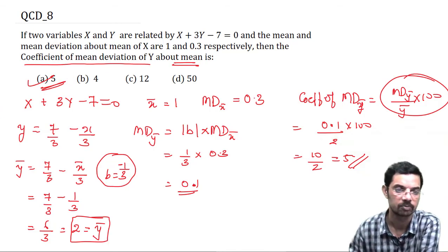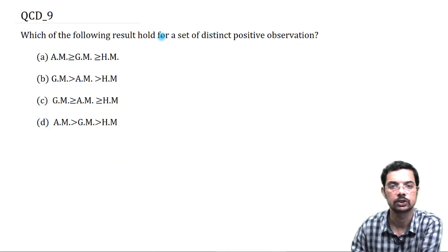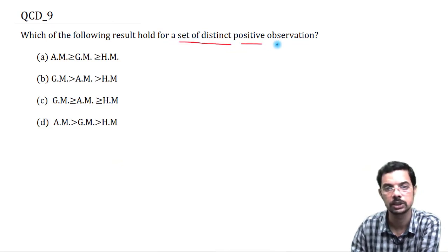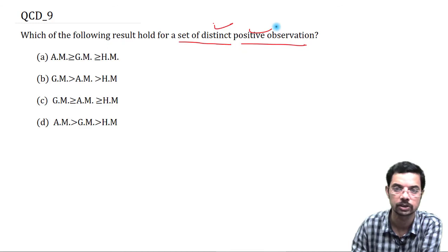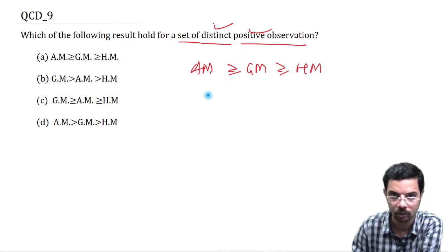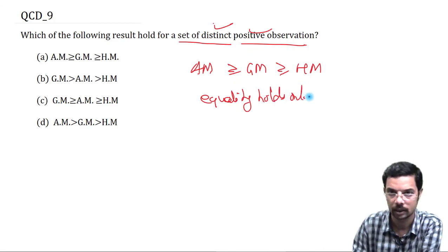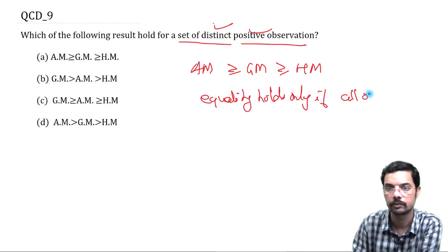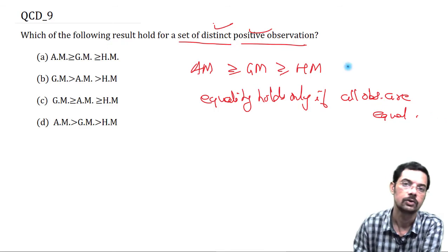Now we shall move on to the next problem, question number 9. Which of the following results hold for the set of distinct positive observations? See, mark the words distinct positive observations. So the observations are distinct and they are positive also. We have studied that AM is greater than or equal to GM is greater than or equal to HM always. But equality holds only if all observations are equal.